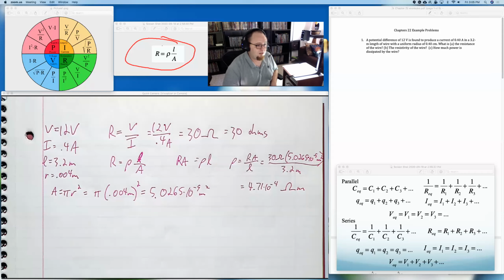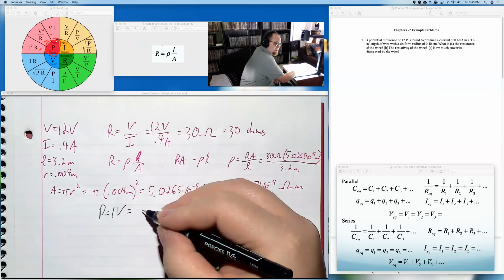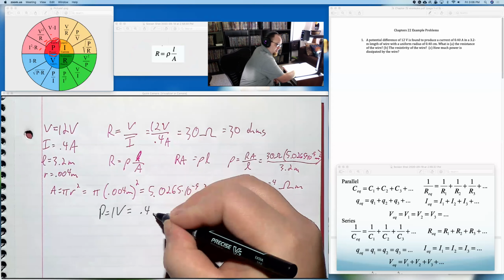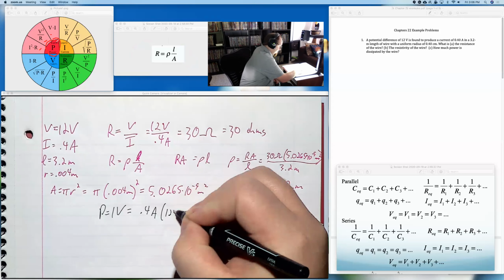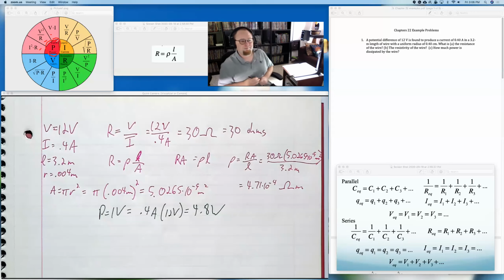Part C, what is the power dissipated by the wire? So now I want to find power, so I'm going to go to this section. I have three different equations to use, and I can use any of those equations because I know all three terms: I know V, I know I. So it doesn't matter which one I use. I'm just going to use IV because that way I don't have to worry about squaring things. The more often I square things, the more likely I am to make a stupid mistake. And get a value.